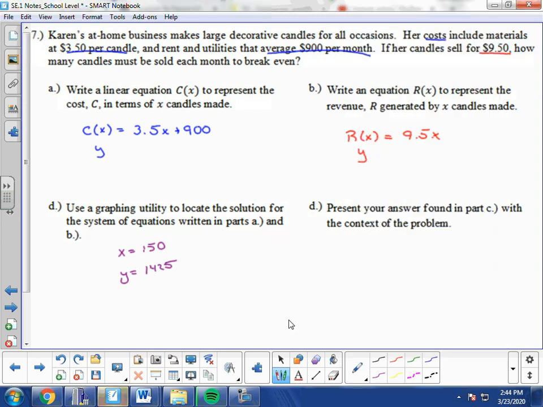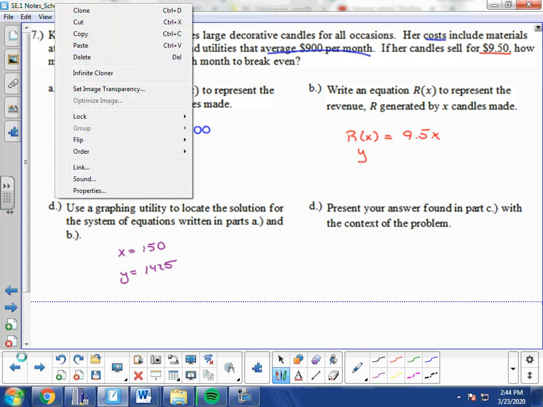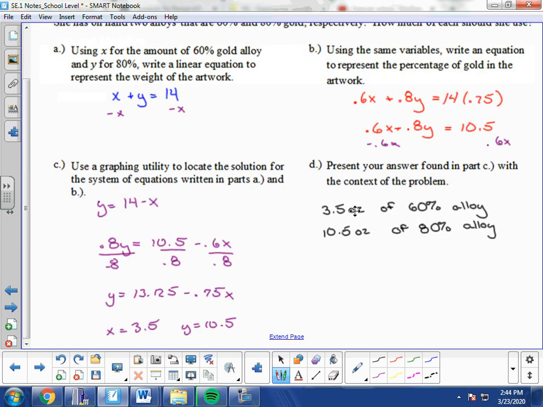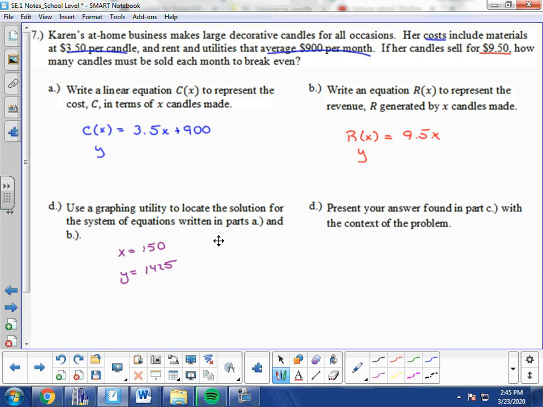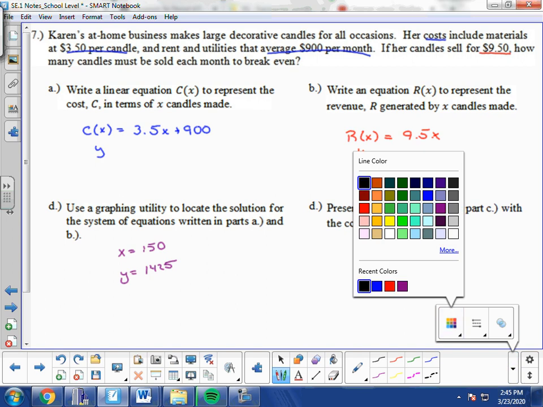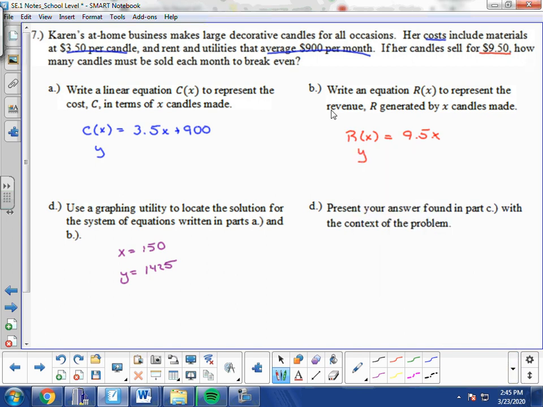So it says present your answers found in part C with the context of the problem. Well, on the last problem, we were looking for two answers, basically. We were looking how much of each alloy do we need. In this problem, the only thing we were looking for is how many candles do we need to sell. I'm not worried about what the cost or what the revenue is. We do get that number through the Y, but really all we need to know is 150 candles need to be sold. And there we have our answer here for part D.